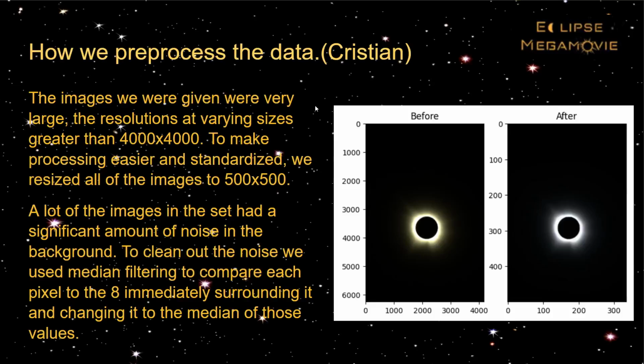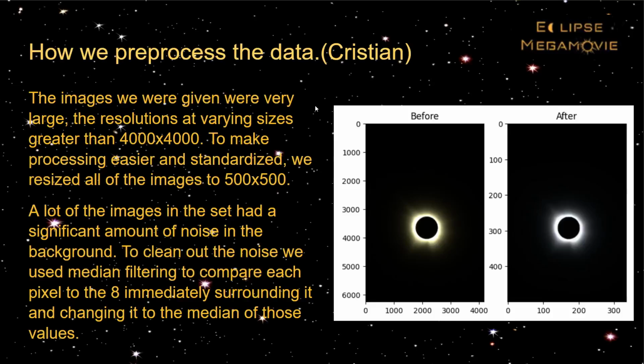The images we were given were very large, and the resolution varied from sizes that were greater than 4000 by 4000. This would make processing them very time consuming. So to fix that, we resize all the images to 500 by 500 while maintaining the general aspect ratio.